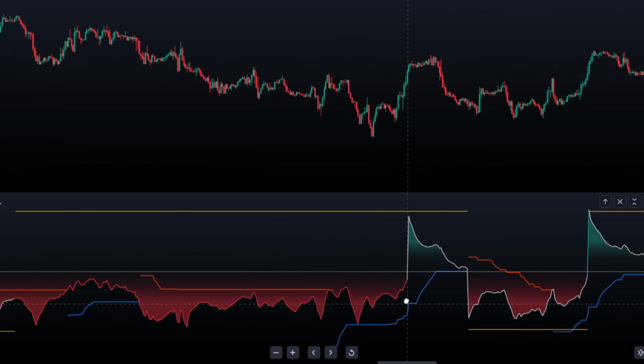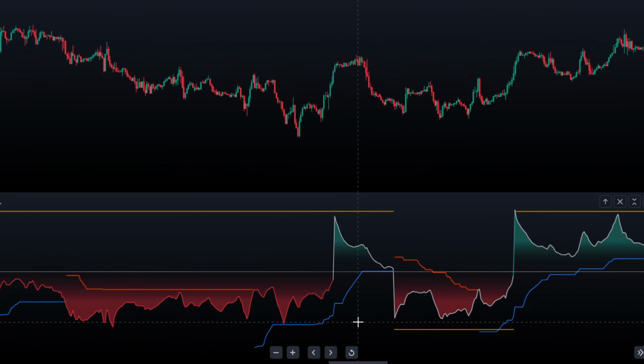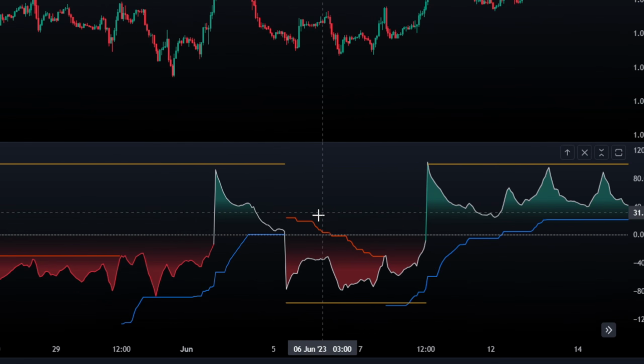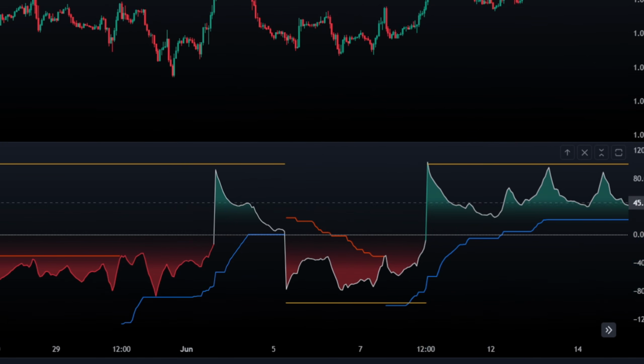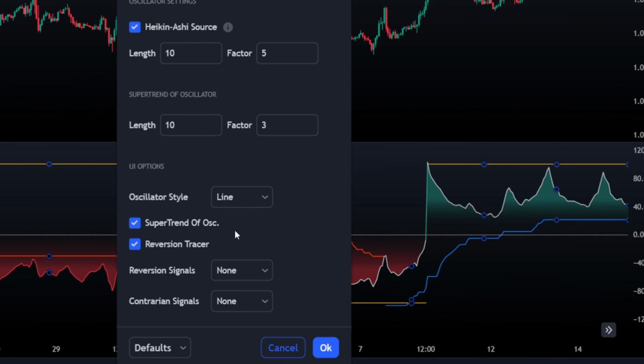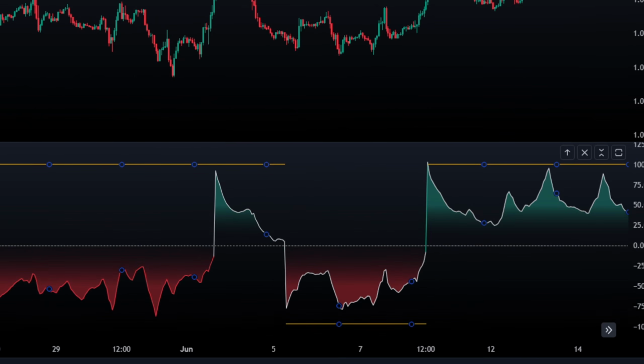Alright. As you can see, besides this white line, which is the SuperTrend oscillator, we have red lines and blue lines, which are SuperTrend of the SuperTrend oscillator. It's a kind of SuperTrend of a SuperTrend. If you don't need them and find them distracting, here in the settings of the indicator, you can turn off the SuperTrend of the oscillator. But we need it for our strategy here for entry signals.